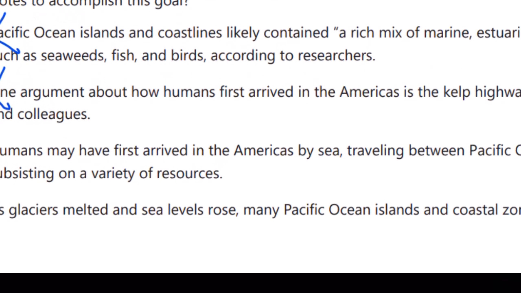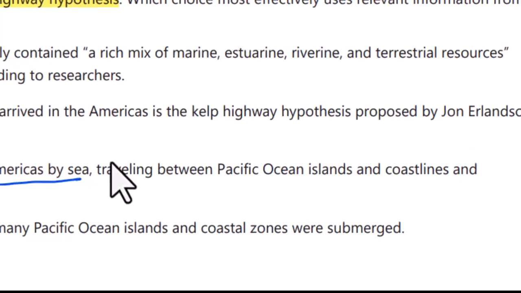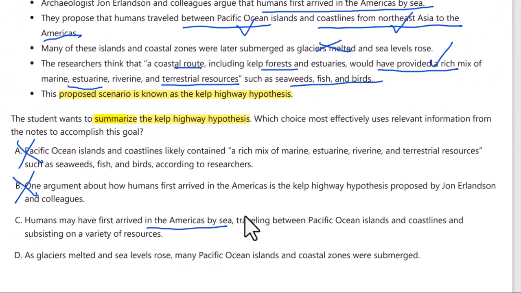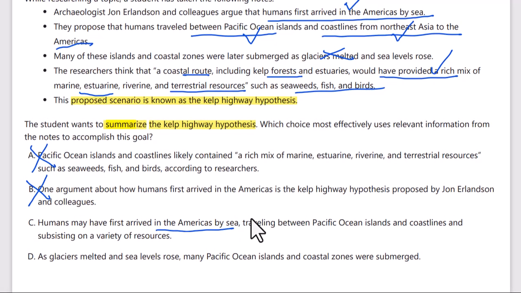C, humans may have first arrived in the Americas by sea. Okay, that's our topic again, and that's the first thing in our checklist. Traveling between Pacific Oceans and islands and coastlines. That's the next step or check in order that we tagged. And subsisting on a variety of resources. Yes, along that route there were kelp forests, rich mix of food, seaweeds, fish, and birds. That hits upon all our highlights sequentially. That's going to be the best summary, because that's exactly what a best summary needs to include.